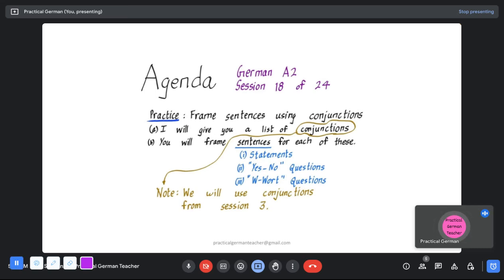This is not actually the 18th session. I apologize. This is a screenshot from the last batch of A2 where we were doing 24 sessions. This batch we are doing only 12 sessions. So this is actually the 11th session, not the 18th session. But the agenda is clear.